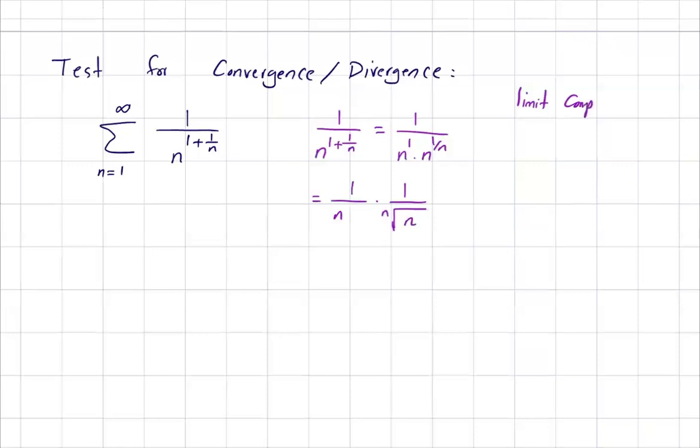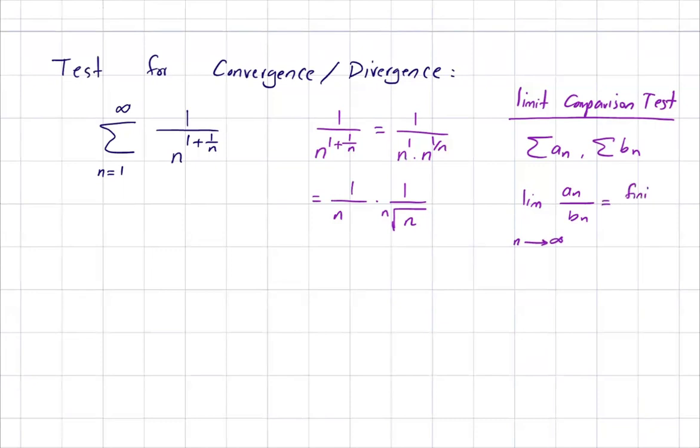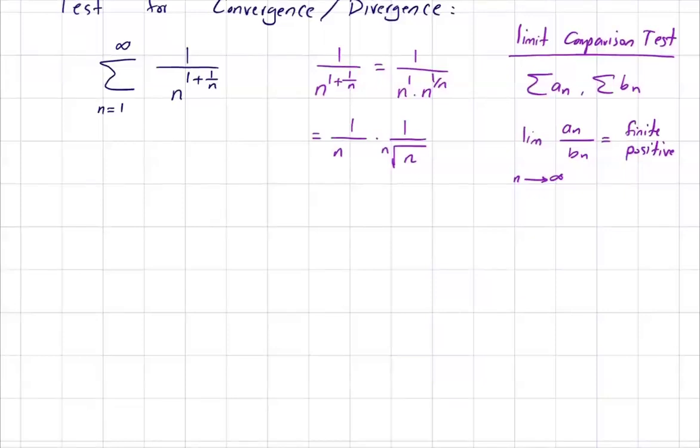Limit comparison test. The limit comparison test says, if you have two series, the summation of an and the summation of bn, and when you find the limit of an over bn as n goes to infinity, if this is equal to a finite positive number, then the convergence and divergence of these two series are the same.